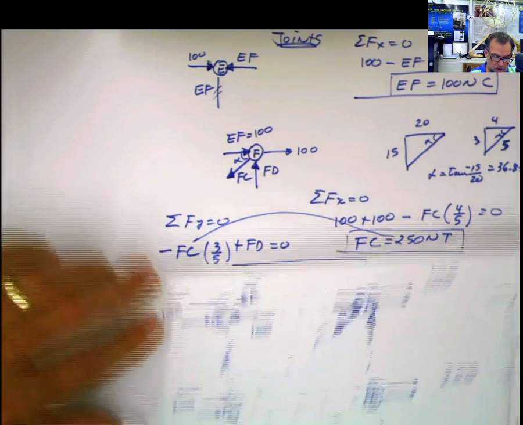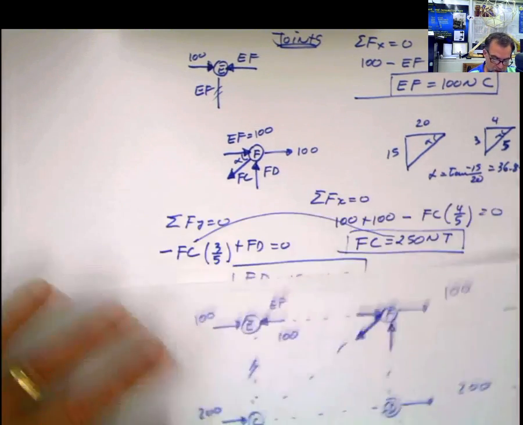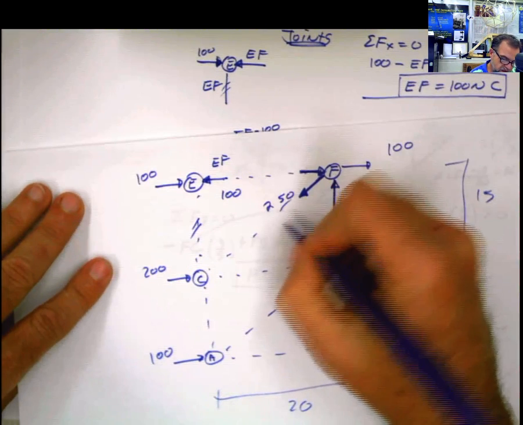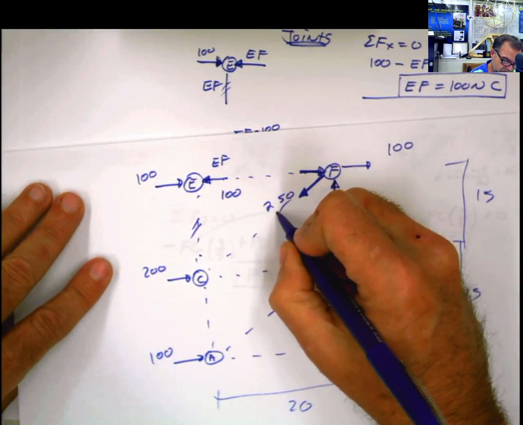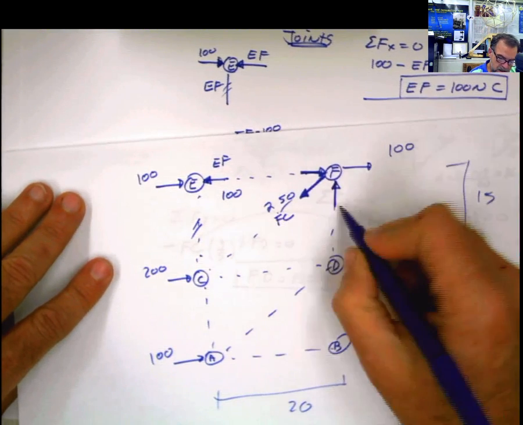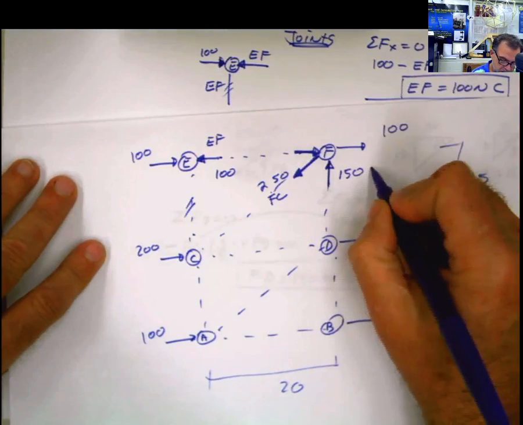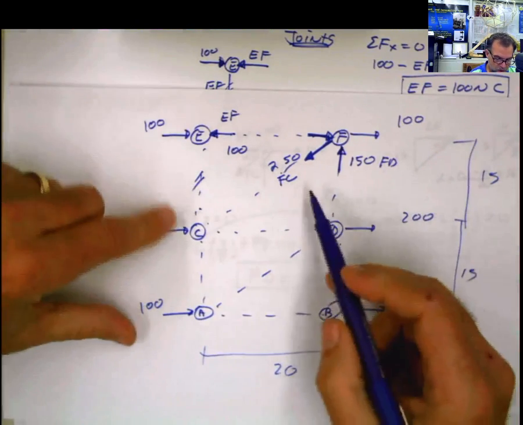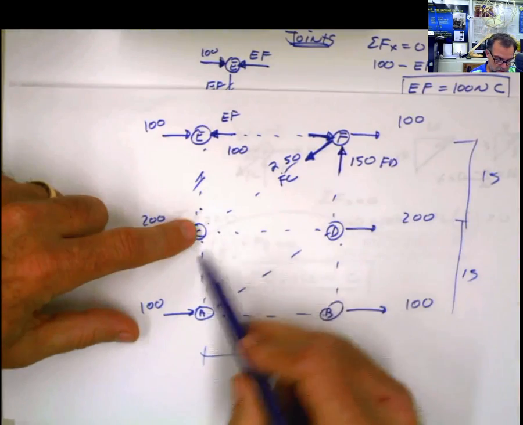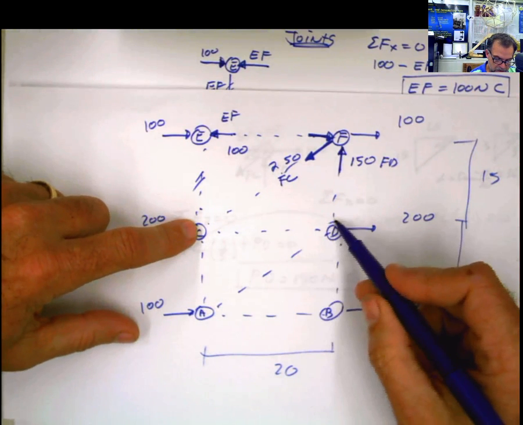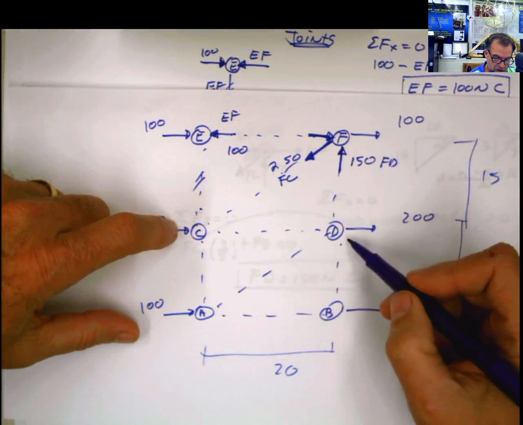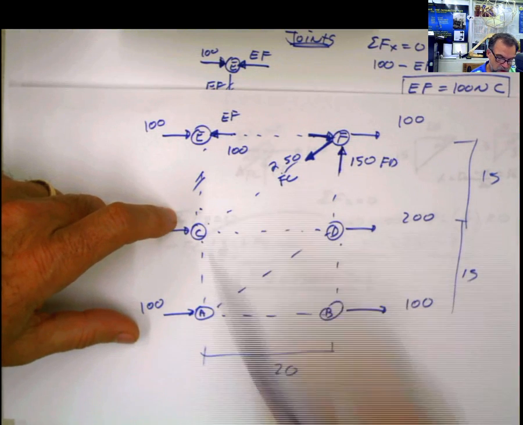Now I come back to my drawing here and I put those values that I calculated: 250, and this is FC, and this is 150, and it's FD. Now we could move to whatever joint we want to, but here I have 1, 2, 3 unknowns, so I'm not able to move to the joint D yet. So I'm going to move to the joint C.